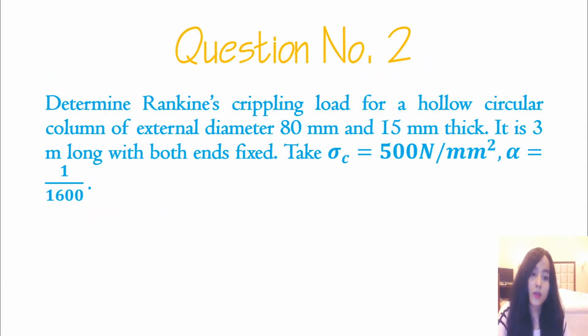Let us solve the second numerical for today's session. Determine Rankine's crippling load for a hollow circular column of external diameter 80 mm and 15 mm thick. It is 3 meter long with both ends fixed. Take sigma C equals 500 Newton per mm square and Rankine's constant alpha equals 1 by 1600. So let us get started with this numerical also.